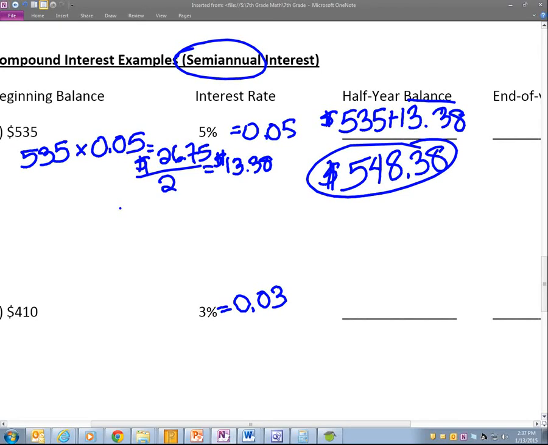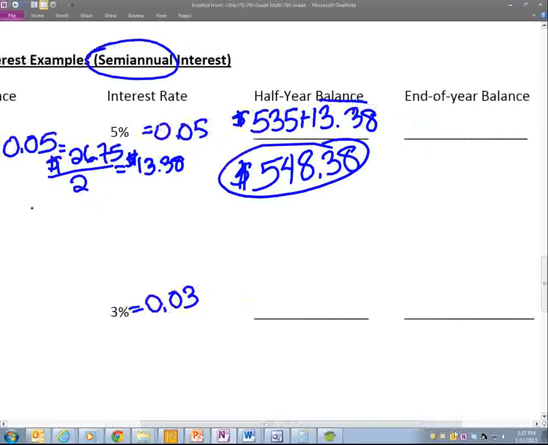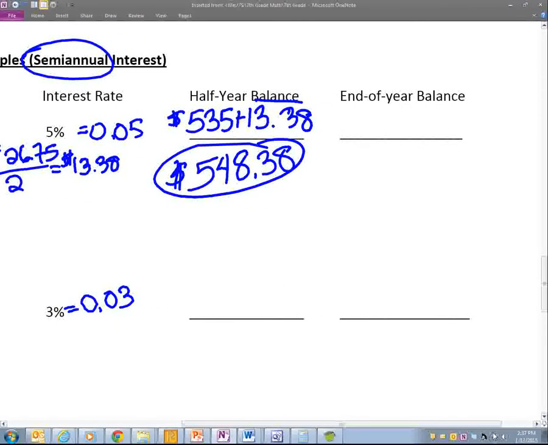I'm going to circle that because I went online. Okay. Now the part where it's easy to get tricky. What's my next step, y'all? I took care of half the year. What do I got to do now? Add $26.75 to the original? We're skipping some steps here.